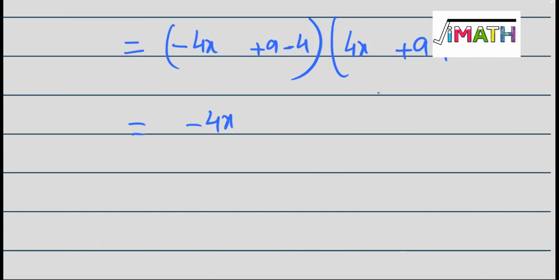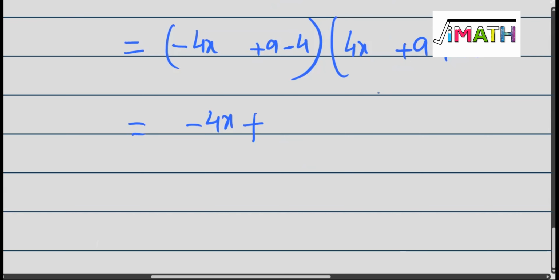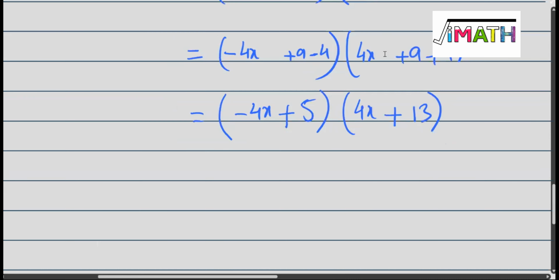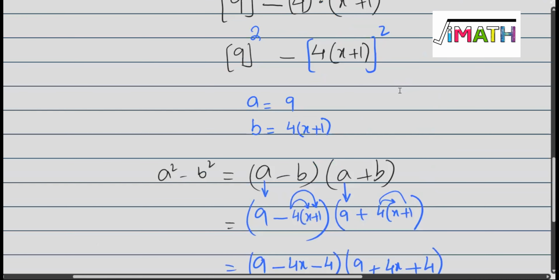If we simplify here, we get minus 4x plus 9 and minus 4. They have opposite signs, so we take the sign of the bigger number, that is plus, and since they are opposite signs, we subtract them. So you would get plus 5 here. And for 4x, both signs are the same, so we add and use the sign of the bigger number: 9 plus 4 is 13. So that's the solution of this H part.